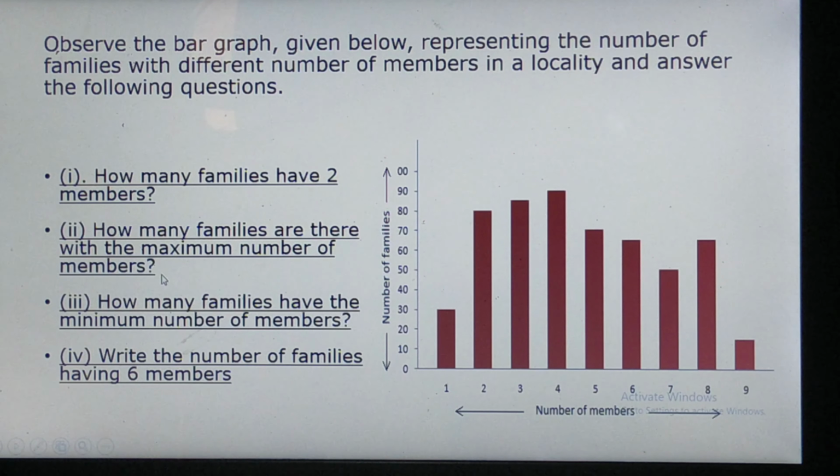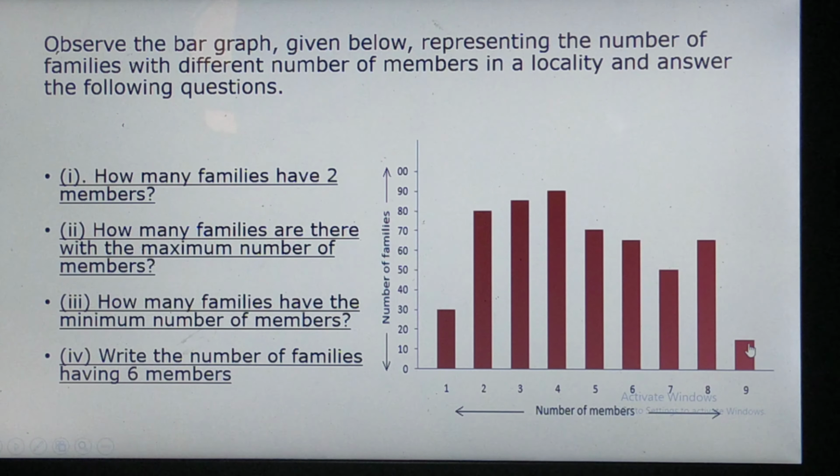What about the second question? How many families are there with the maximum number of members? So what is the maximum number of members from this graph? Maximum means the highest or the greatest. So which is the highest number of members here? Here the number of members is 1, 2, up to 9, which means this is the highest or the maximum number. Is it? Yes. So the maximum number of members you have is 9. And what is the question? You have to know how many families are there with 9 members.